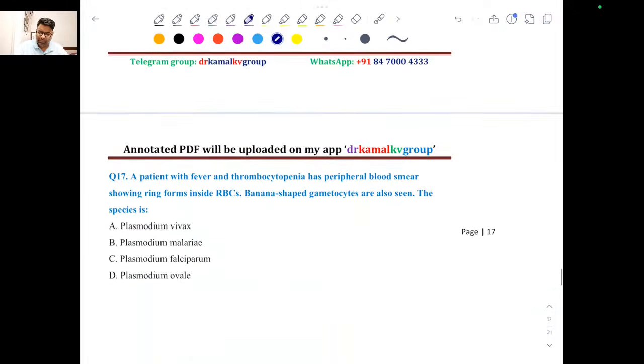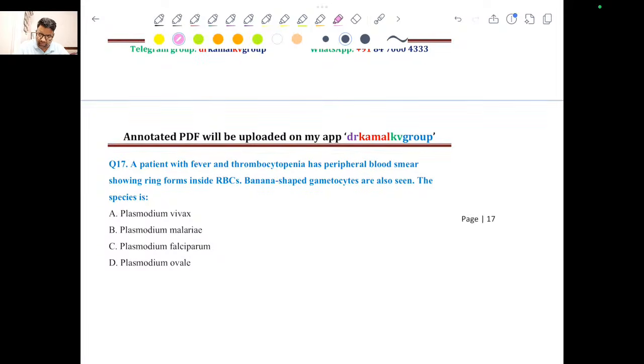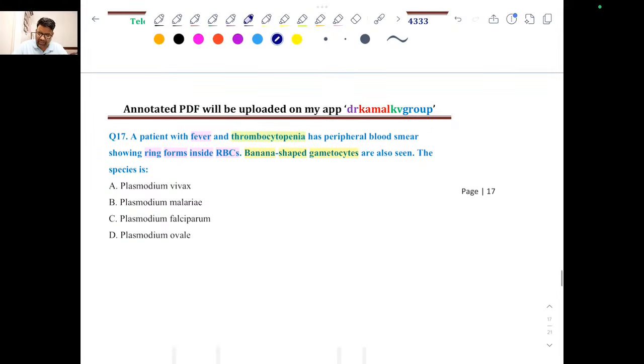The next question, a patient with fever, thrombocytopenia, has peripheral blood smear showing ring forms inside RBCs, and banana shaped gametocytes are also seen. So I think the moment you have these classical keywords, the answer is pretty easy.